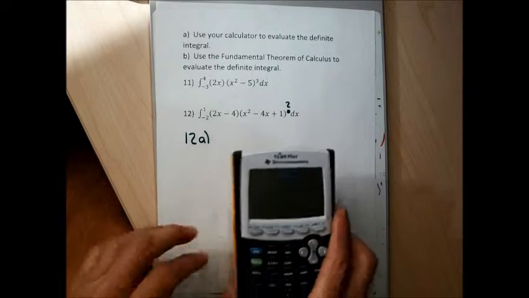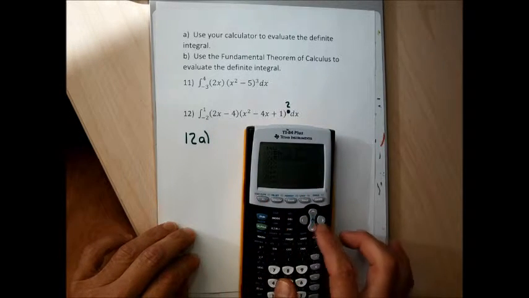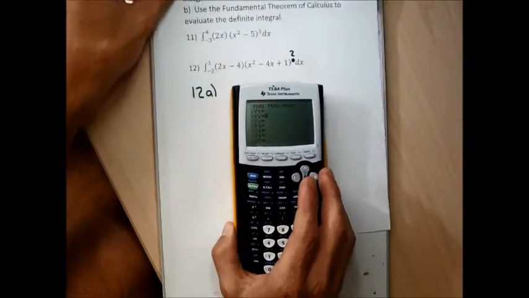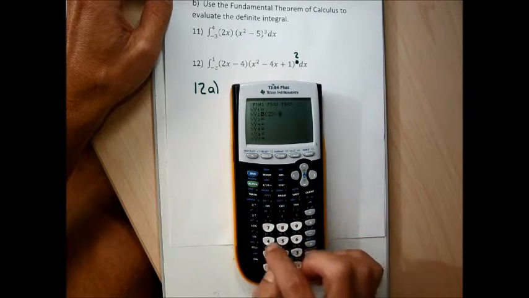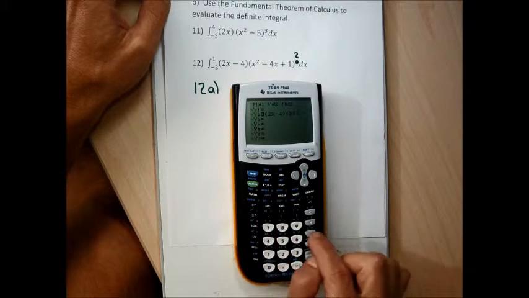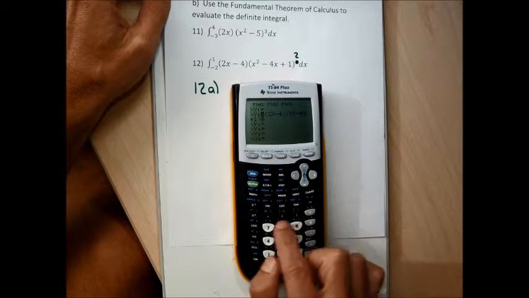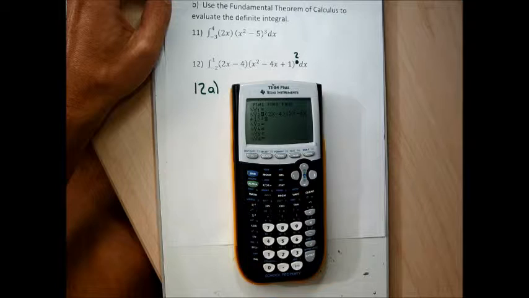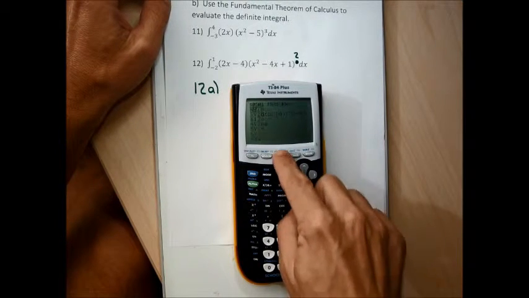So let me go ahead and get this answer on my calculator by going y equals, clearing out the stuff that I have in there already, and I'll enter the function: parentheses 2x minus 4, times parentheses x squared minus 4x plus 1 parentheses. I could just hit the squared key because I have an exponent of 2. Don't need the dx or integral sign on my calculator. I'm going to hit zoom standard to graph it.